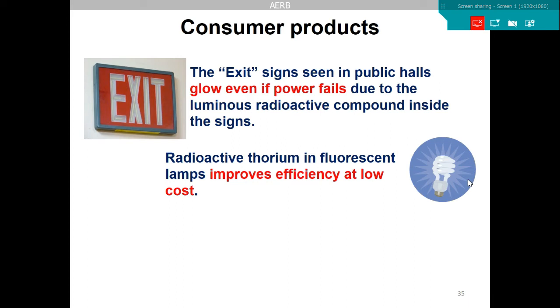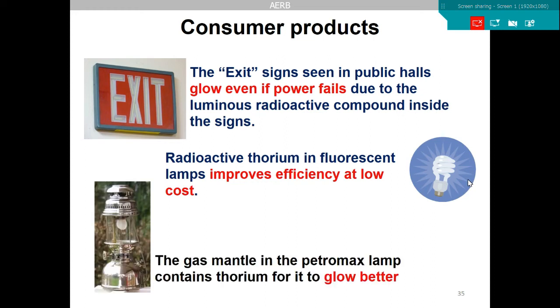Now, radioactive thorium is used in fluorescent lamps to improve efficiency at low cost in all these tube lights. We have a little quantity of thorium in starters. They make sure that the light emission comes out earlier than otherwise. And we also have this example of Petromax lamps using thorium in this gas mantle.